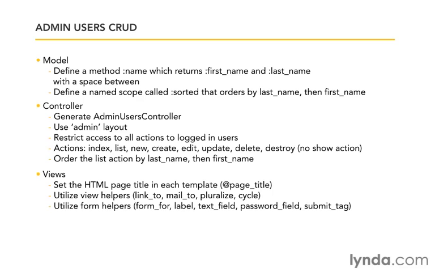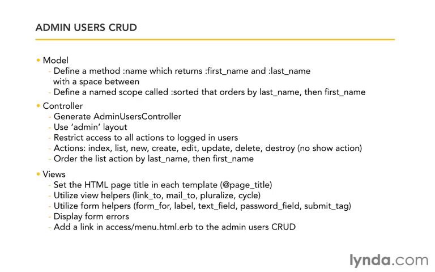And then also utilize the form helpers: form_for, label, text_field, password_field, and submit_tag. Make sure that you display form errors so that if we have any validation errors, those will show up. And finally, once you've got all of that working, make sure that you add a link in access_menu.html.erb that will take you to this admin user's CRUD that we just created so that we have a way to get there from the main menu.